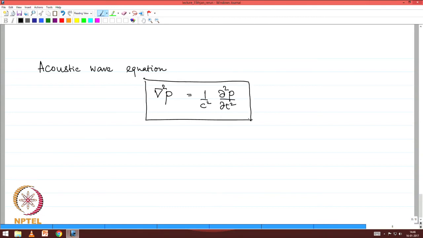In the next class, we will elaborate more about the properties of this acoustic wave equation, but that is it for now.